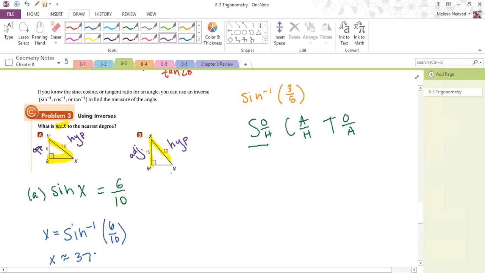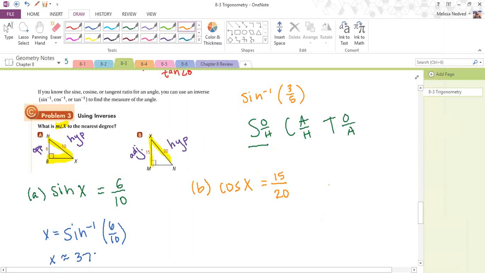So which trig function am I going to use? Which trig function uses adjacent and hypotenuse? Because I know the side lengths of the adjacent side and the hypotenuse. Excellent, you guys rock. We're going to pick cosine. And I'm going to set it up as cosine of my angle. In this case, I don't know. It's x. That's what I'm going to be looking for. Equals adjacent, which is 15, over hypotenuse, which is 20.